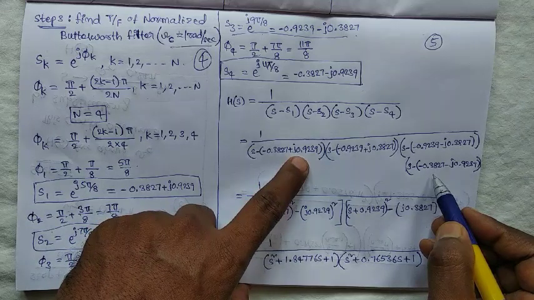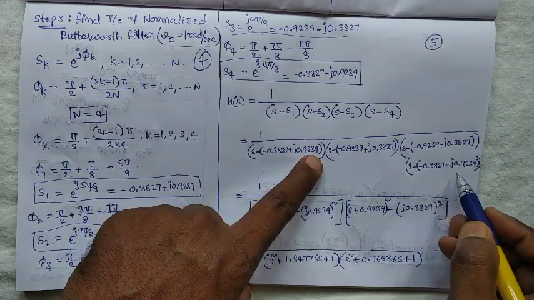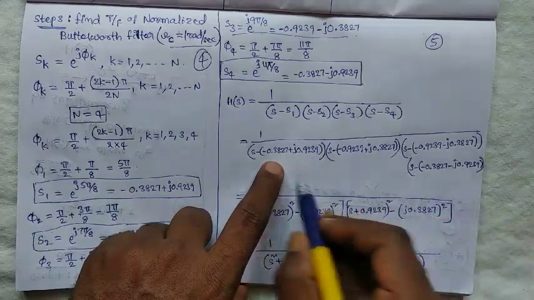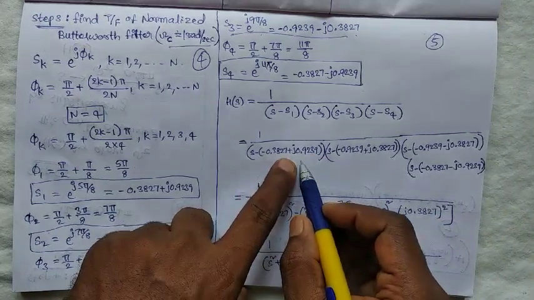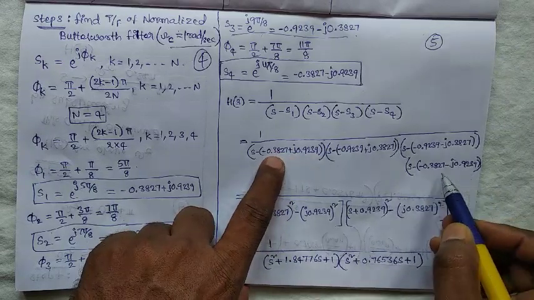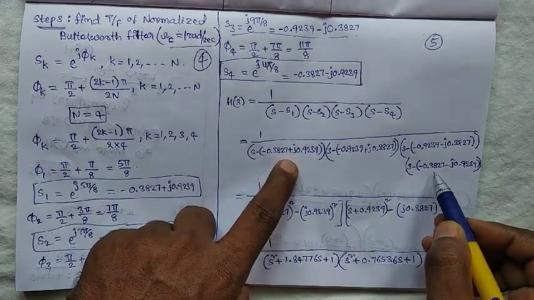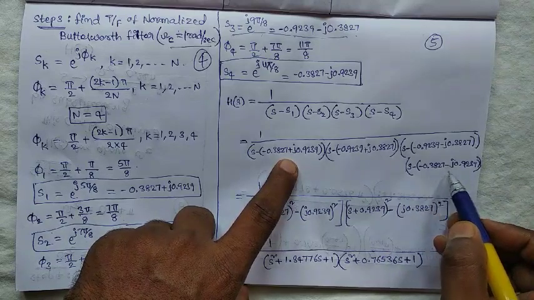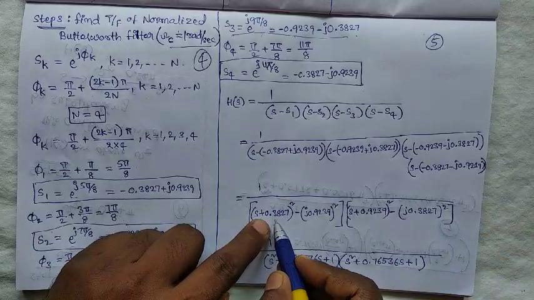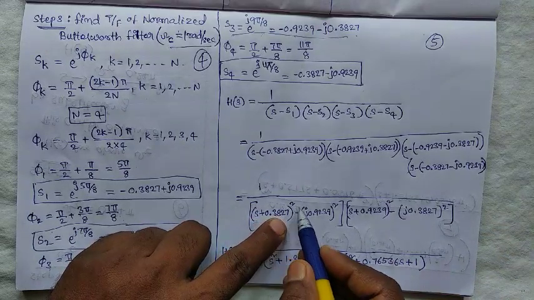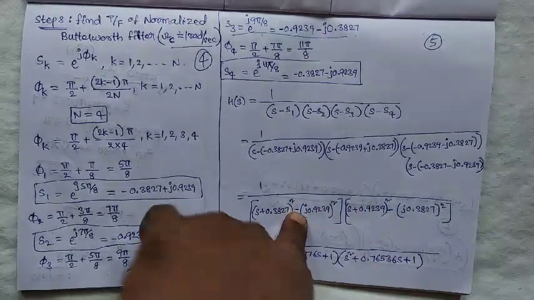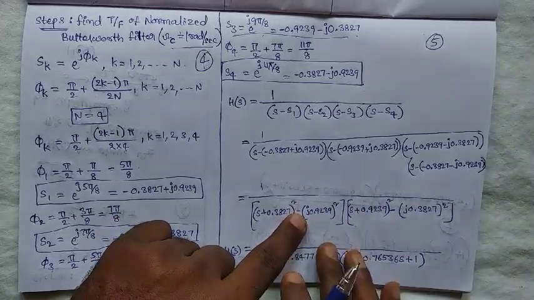Here I am considering j 0.9239. It is of the form a minus b, and it is of the form a plus b. A minus b into a plus b is equal to what? A square minus b square. Here a square is s plus 0.3827 whole square, minus b, where b value is j 0.239 whole square.